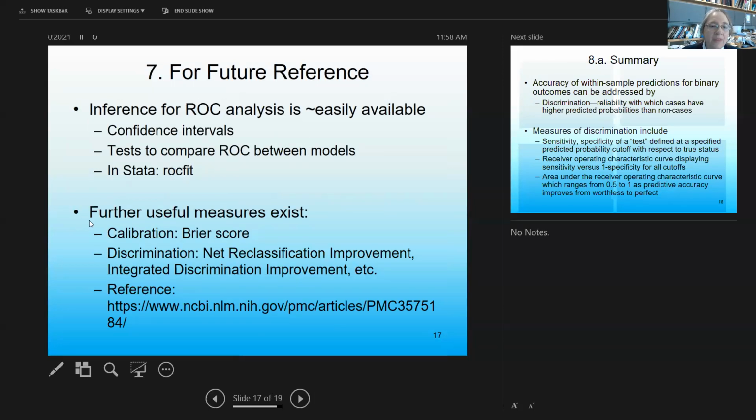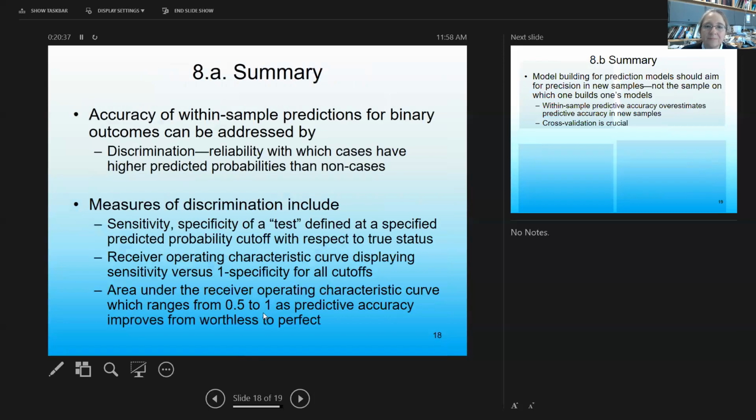And then at the bottom, there are further useful measures that exist that we have not covered. The Brier score is one of them. Net reclassification improvement is yet another. And I've listed a reference at the bottom of the page for those of you who are interested in more.